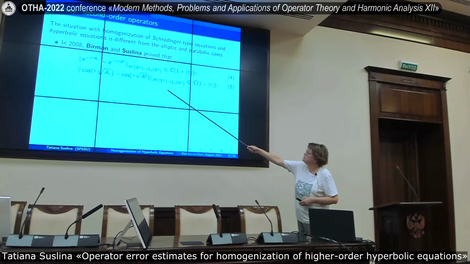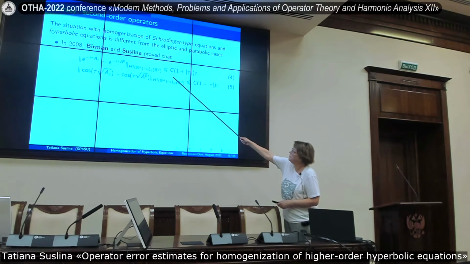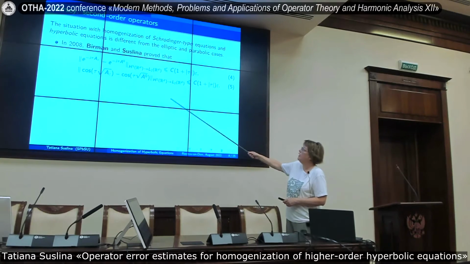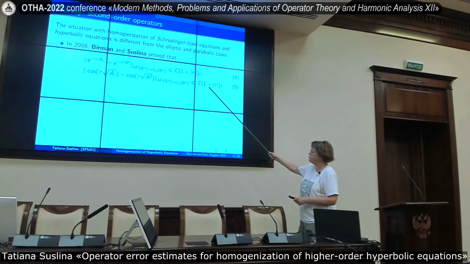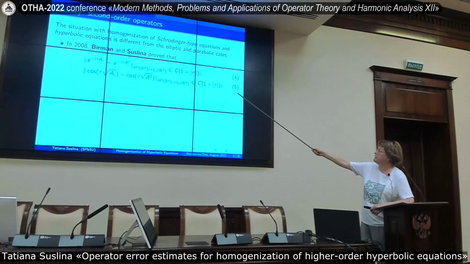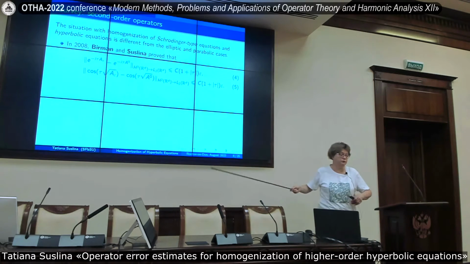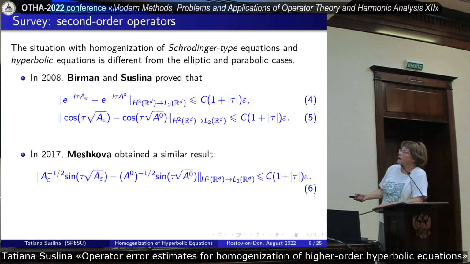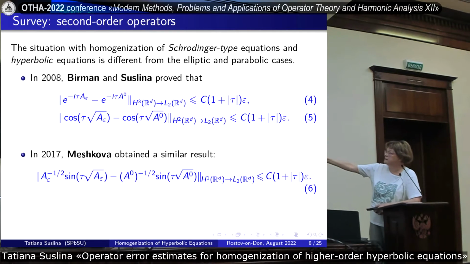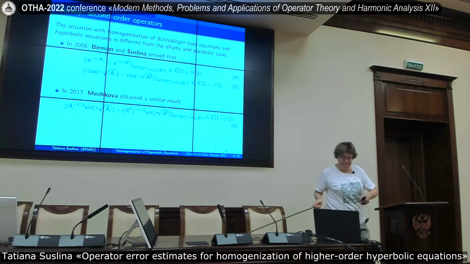You see, for the exponential, the norm is from H3 to L2. Then we have an order sharp estimate. And for the cosine, the norm is from H2 to L2. Also note that on the right, we have this factor, 1 plus modulus of tau, which grows for large time. Yulia Meshkova obtained a similar result, estimate 6, for this operator function with sine.